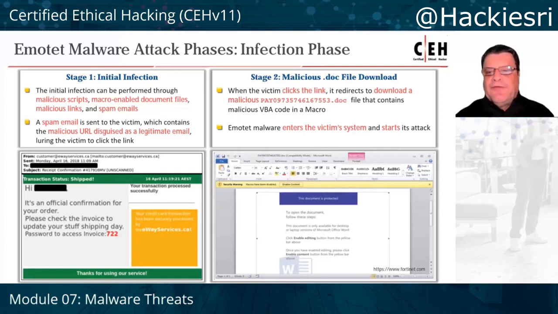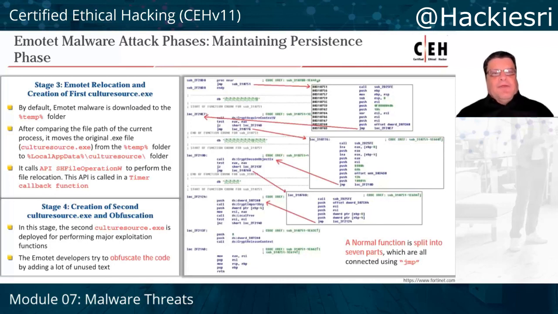Next, the malware enters the victim's system and starts its attack. We have two captions, as we can see on the left and right quadrants on the bottom, showing how this looks on the screen. The next Emotet malware attack phase is the maintaining persistence phase. Stage 3, Emotet relocation and creation of the first culture source.exe.